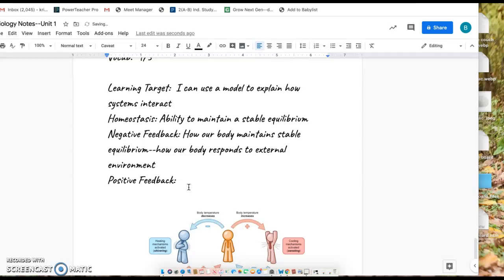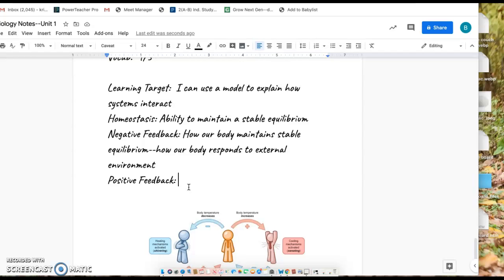Positive feedback, you think positive, you think good, but actually positive feedback is really bad. I'm just going to give you some examples. I'm not going to put a full-on definition on here, but it's when your body becomes sick. It's not able to fight off or get rid of what's going on. It's not able to maintain that stable balance.